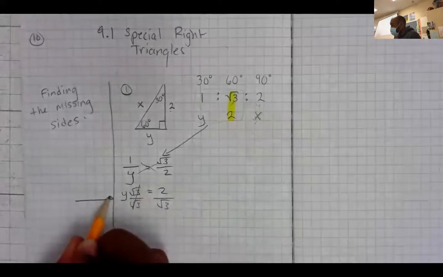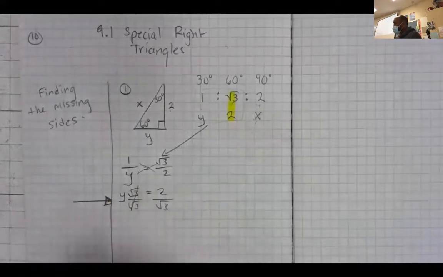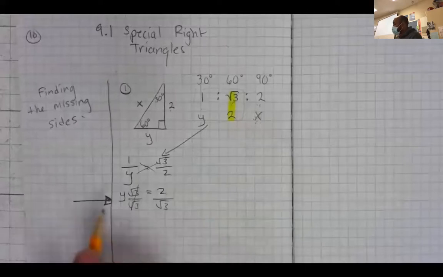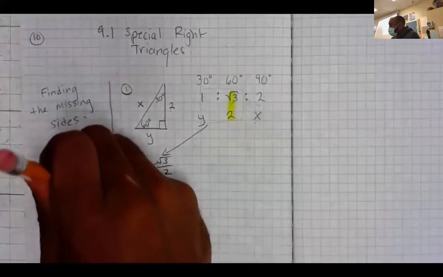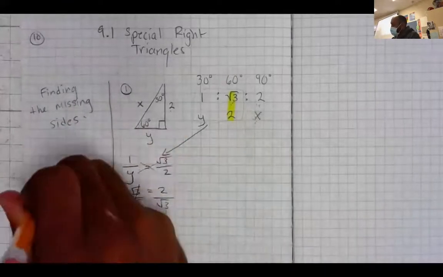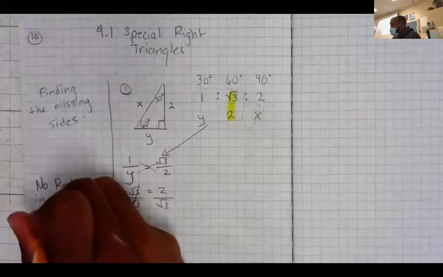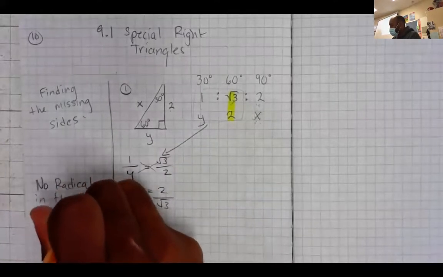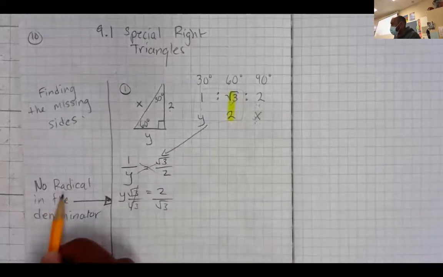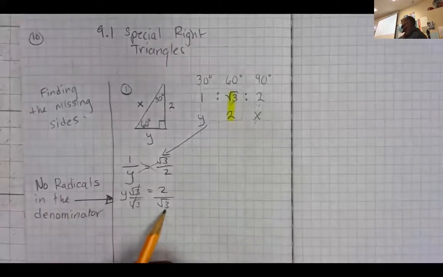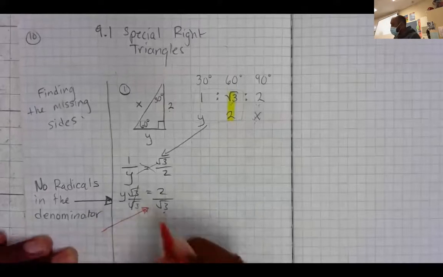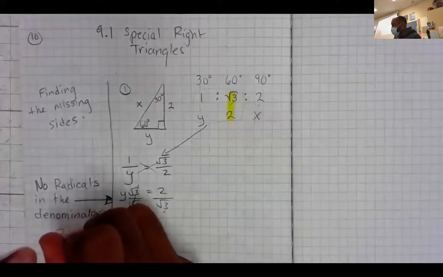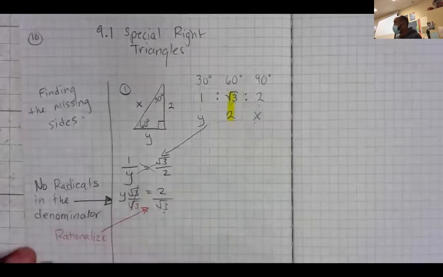The only thing here is that the rule, when we're writing out exact values, is that it should not have any radicals or square roots in the denominator. So no radicals in the denominator. So basically no square root should be in the bottom of the fraction. So what we do to get rid of that is we do what's called rationalize. So rationalize just means to get rid of that square root from the bottom.